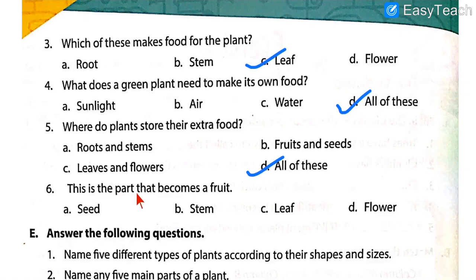Number 6. This is the part that becomes a fruit. Now which part of the plant becomes fruit? Which part of the plant gives us fruit? Seed, stem, leaf or flower? So we know that flower is the part of the plant that becomes fruit. Flower becomes fruit. So that option is the correct one. Option number D. Flower is the part of the plant that becomes fruit.